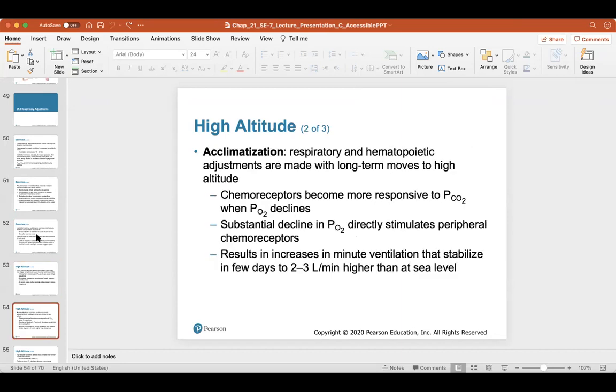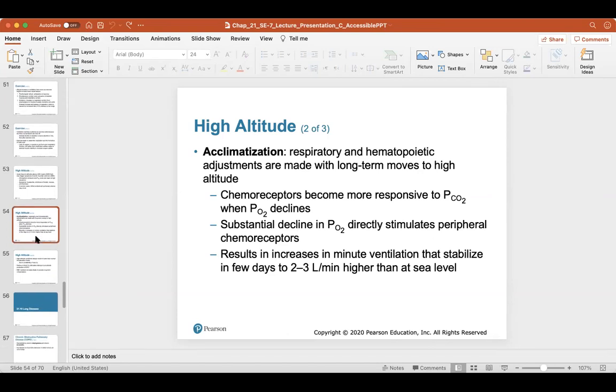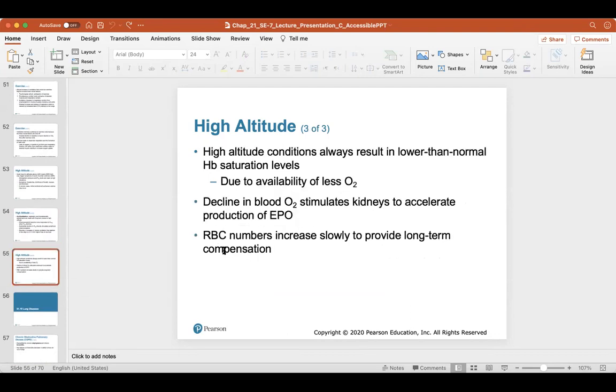With high altitude, we need to be mindful to try to acclimate, where respiratory and hematopoietic adjustments are made with long-term moves to high altitude. So your chemoreceptors will become more responsive to partial pressures of carbon dioxide when oxygen levels decline. A substantial decline in oxygen directly stimulates peripheral chemoreceptors, which will result in an increase in minute ventilation that stabilizes in a few days to 2 to 3 liters per minute higher than at sea level.